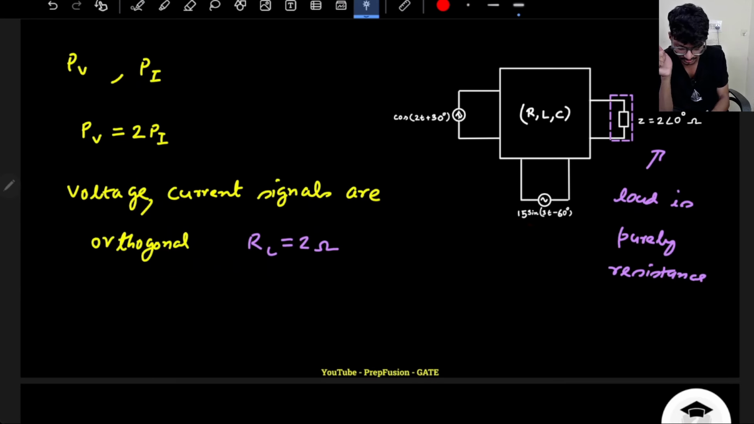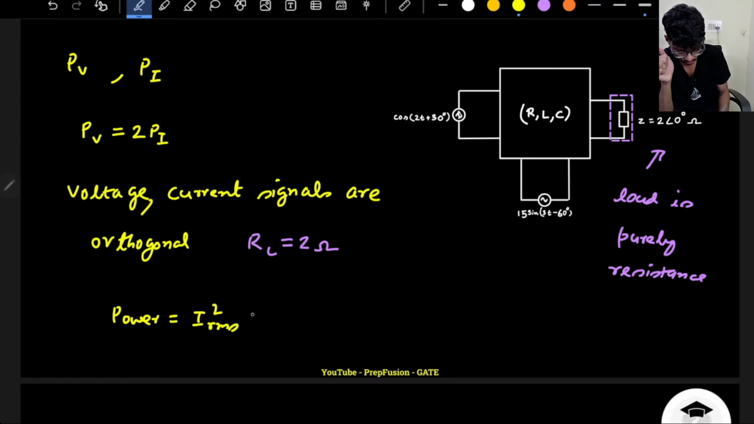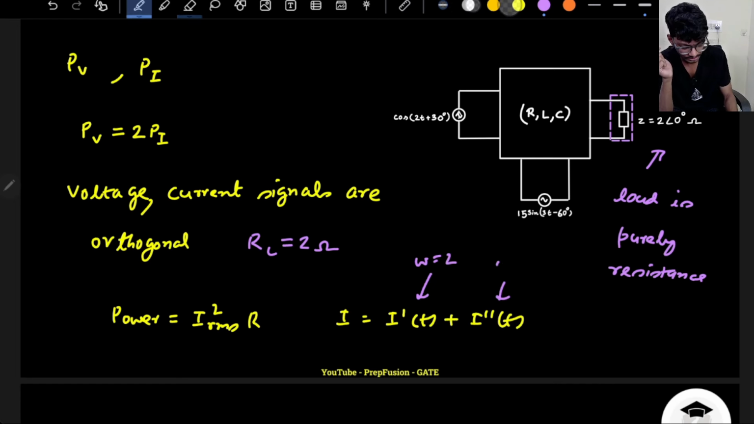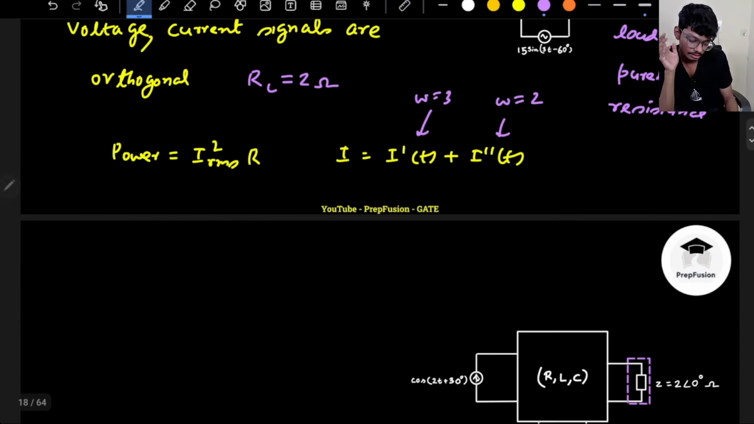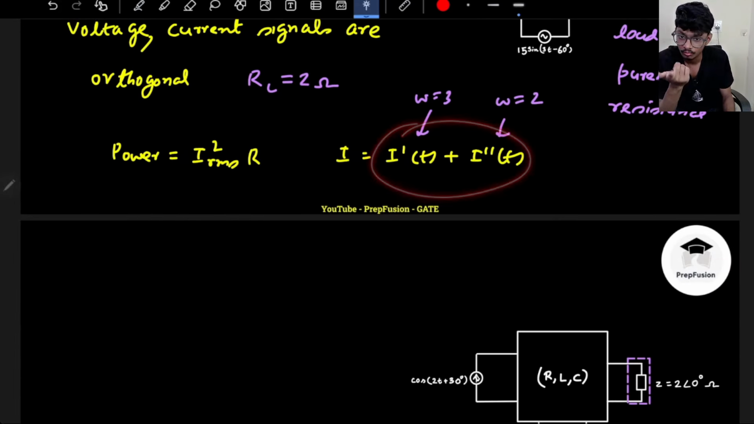Why? A very basic thing: what is power? In a resistor, it is IRMS whole square into R. So how do you find IRMS? What is my overall I? Overall I is I dash of t plus I double dash of t. Let's assume this I dash of t is due to the voltage source whose frequency is 3 radian per second, and I double dash of t is due to the current source whose frequency is 2 radian per second. As these two signals are orthogonal, what will be the RMS?